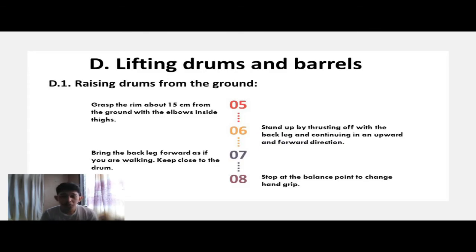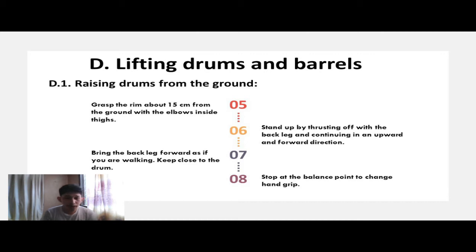The fifth thing that you have to do to successfully raise the drum from the ground is to grasp the rim about 15 cm from the ground with the elbow inside thighs. The sixth step is to stand up by thrusting off with the back leg and continuing in an upward and forward direction. After that, you need to bring the back leg forward as if you are walking. Keep close to the drum.